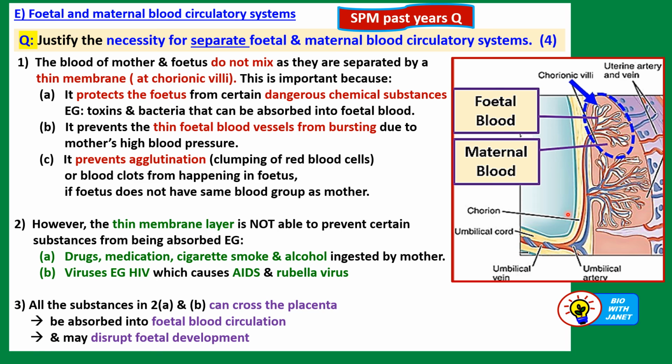Okay? Now C, it prevents agglutination or clumping of red blood cells or blood clots from happening in the fetus if the fetus does not have the same blood group as the mother.